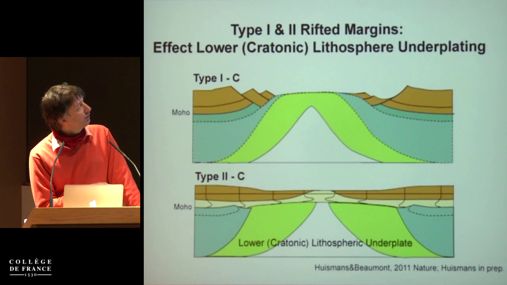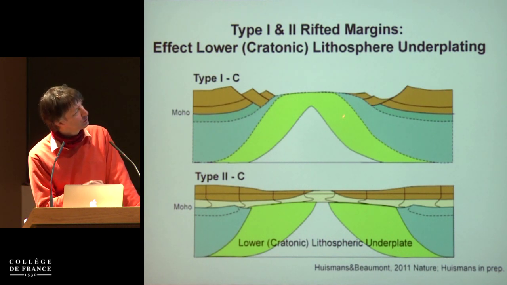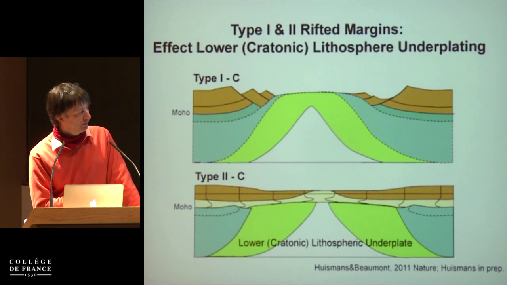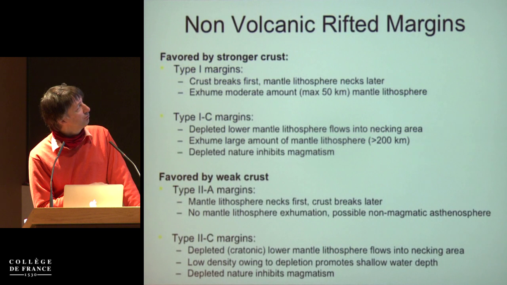If we include the effect of mobile lower lithosphere in these models, in type 1 strong crust cases, we can actually explain wide areas of exhumed mantle lithosphere to the seafloor. And in type 2, we would predict that these wide rifted margins may be underplated by this mobile lower depleted, possibly cratonic lithosphere. Right, so I've summarized this also in text, but I think I've explained this in the previous cartoons reasonably well.